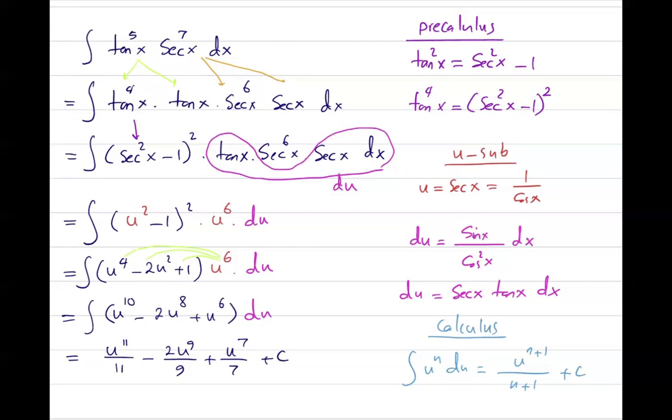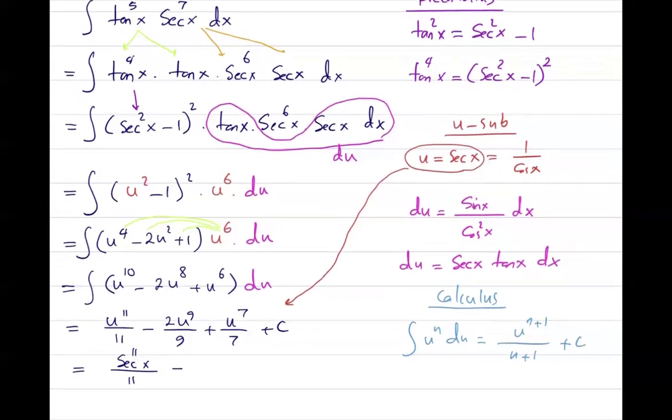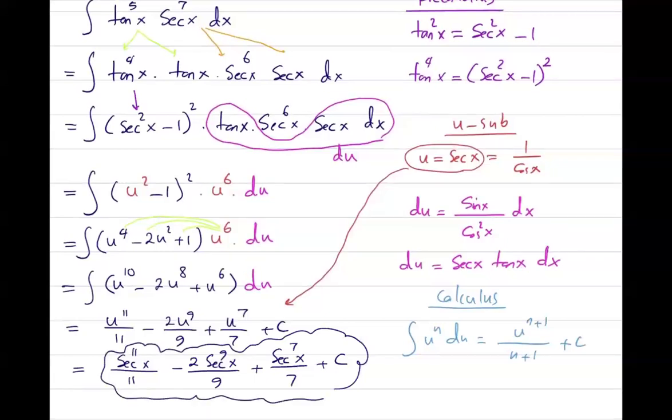But again, what was u? u is secant of x. You have to substitute this back here. So you get secant to power 11 of x divided by 11 minus 2 secant to power 9 of x divided by 9 plus secant to power 7 of x divided by 7 plus constant of integration. This is our final answer.